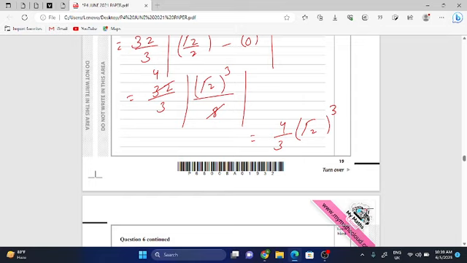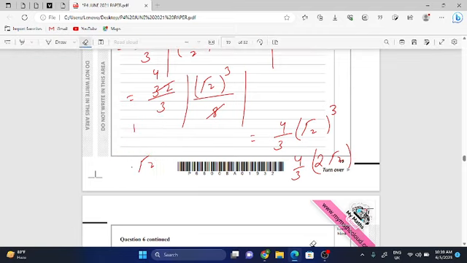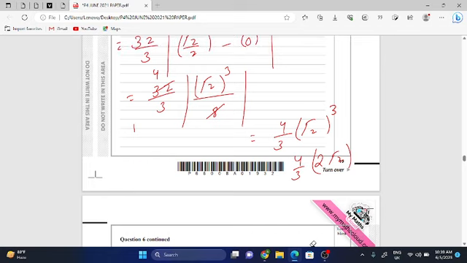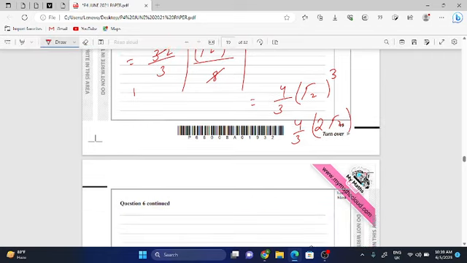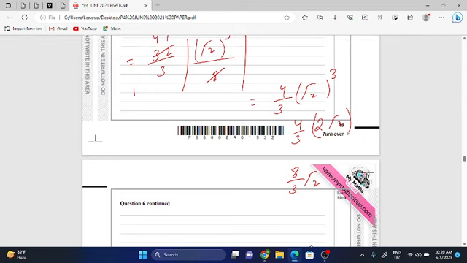So 4 by 3 square root of 2 whole to the power 3 can be written as 2 times square root of 2, because 2 raised to the power 1 by 2 and whole to the power 3 can be written as square root of 2 times 2. That is the result I have used over here, and I calculate my answer as 4 times 2, which is 8. So it would be 8 by 3 square root of 2. That would be my final answer for this R.